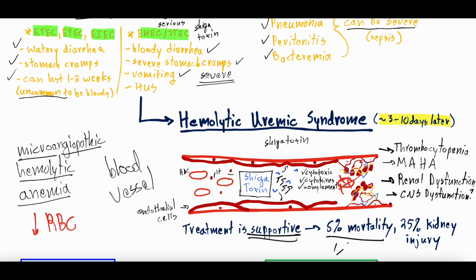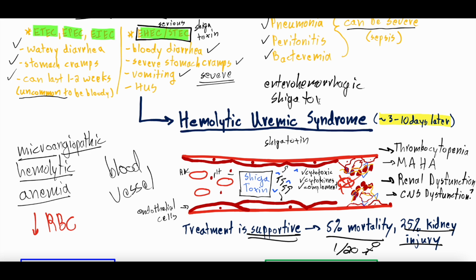Mortality is about 5%, so 1 in 20 people can die from this. Mortality is a little lower these days. We're better at taking care of folks, but still can be mortality. And then 25% in some studies are estimated to have kind of permanent kidney injury. So serious thing, can be deadly, and it is particular to this EHEC or STEC, right? EHEC stands for enterohemorrhagic, right? E. coli, and then STEC stands for Shiga toxin producing E. coli, right? And this EC is E. coli. And that's the Shiga toxin is what's really kind of messing us up here and causing this disease.